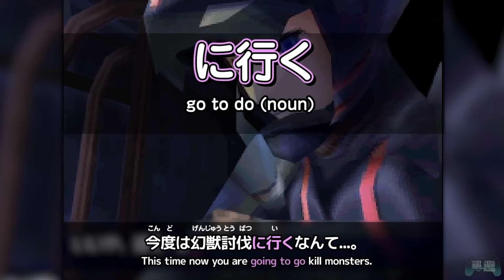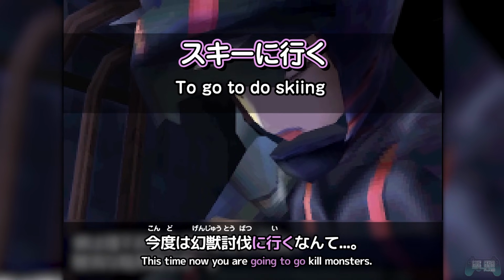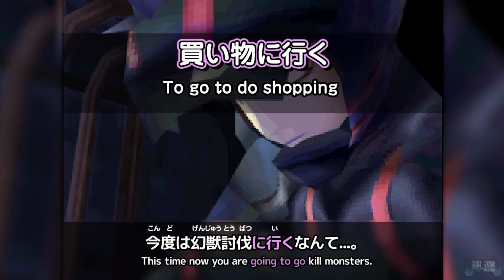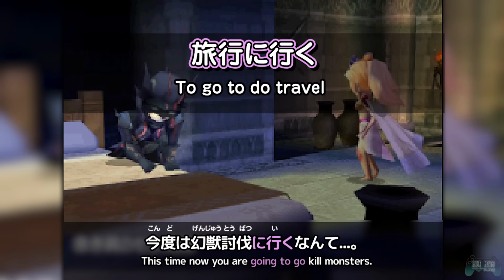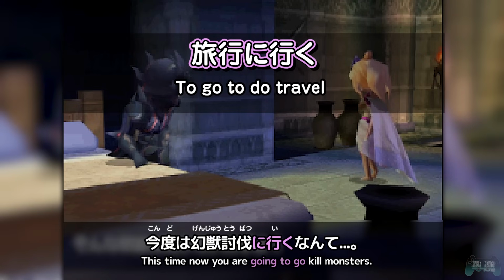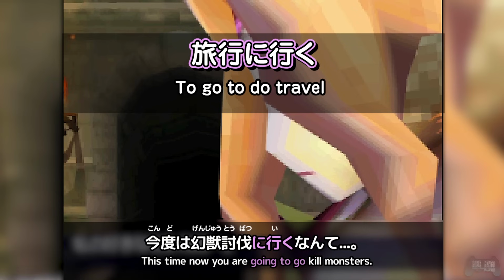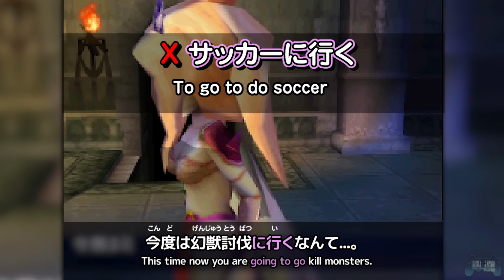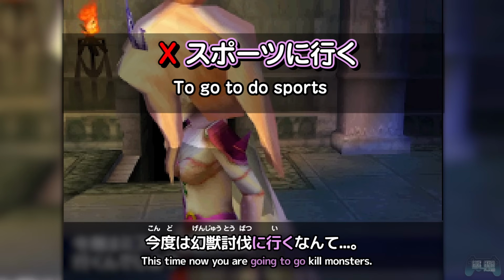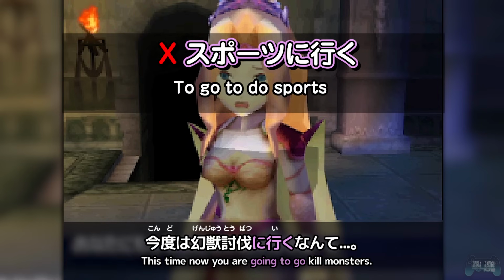For example, you can say ski ni iku, to go skiing. You can say kaimono ni iku, to go shopping. You can say ryoko ni iku, to go to travel. These are all nouns, but you cannot say saka ni iku, to go soccer or go to do soccer. And you can't say sportsu ni iku, to go do sports. You cannot say that, it is incorrect.